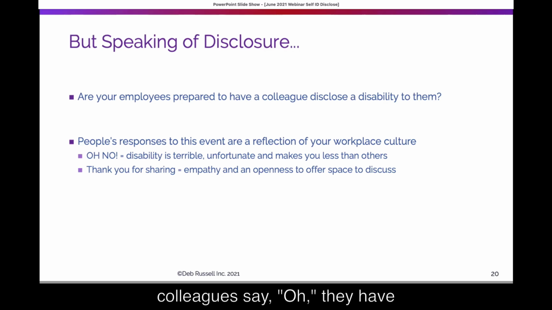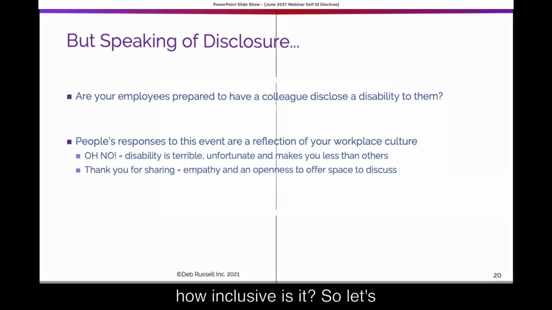Whereas if the colleagues have a very caring response, they say, thank you for sharing. They demonstrate empathy and openness about it. They may not know what it means exactly, but their response is a more positive or at least neutral feeling. Then that's also reflective of the culture of the workplace. So just thinking about it from that perspective, it's not just about driving data for the federal contractor, for the feds, because you're a contractor. It's also about just what's happening in your workforce and how inclusive it is.